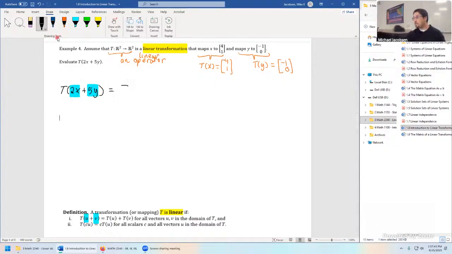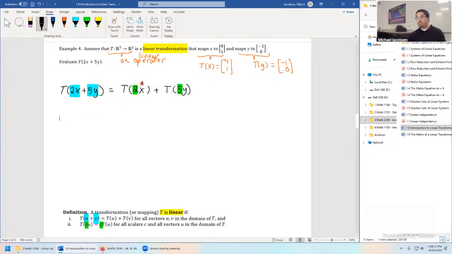And this turns into T(2x) plus T(5y). Let me actually undo that. We'll use another highlighting in a moment. So this is by property 1. And you probably can predict what we're going to do next. Property 2 is in the picture here. A little bit easier to actually see algebraically. The scalar c's are going to be the 2 and the 5.